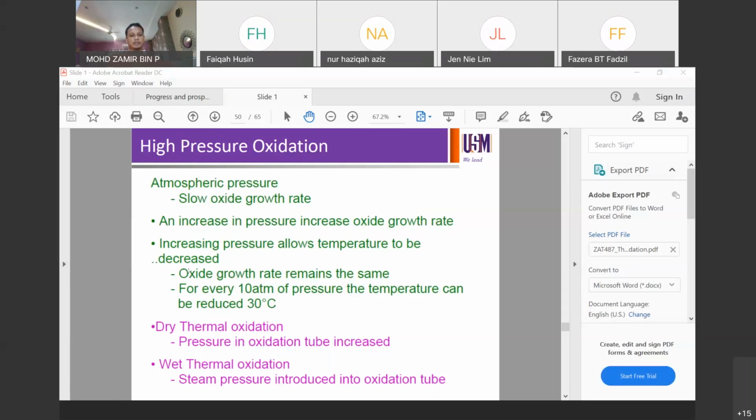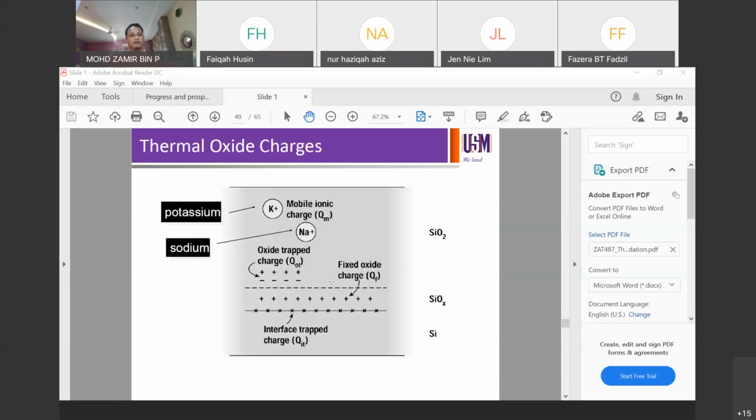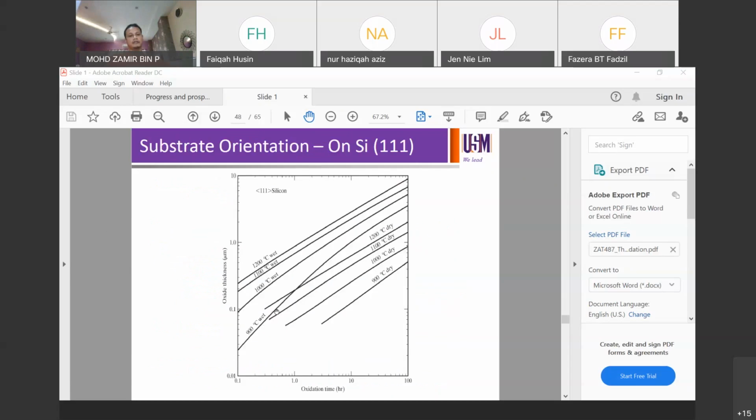Increasing pressure allows temperature to be decreased. So you have a margin there. We have learned that from previous. Increase the thickness here, for example. No, not the thickness, the temperature. Yeah, 900 is here, 1000 is here, 1001 is here, 1002 is here.